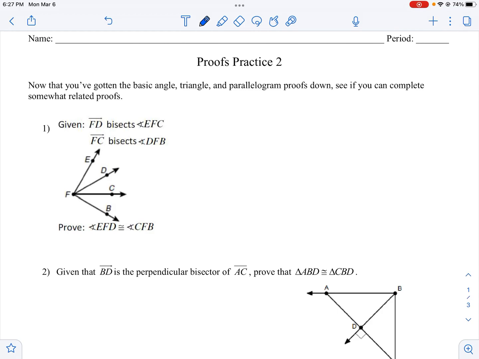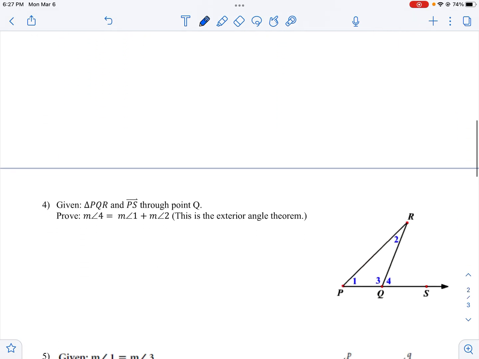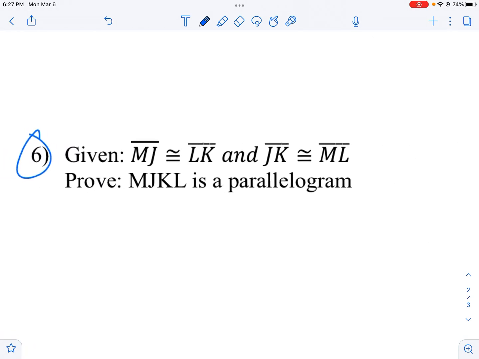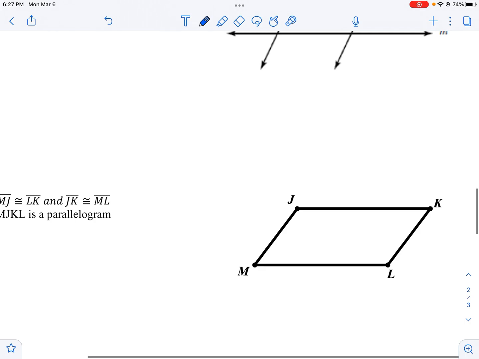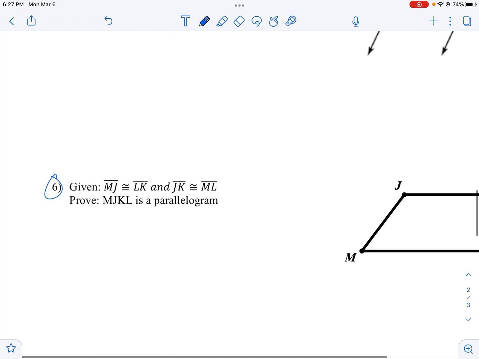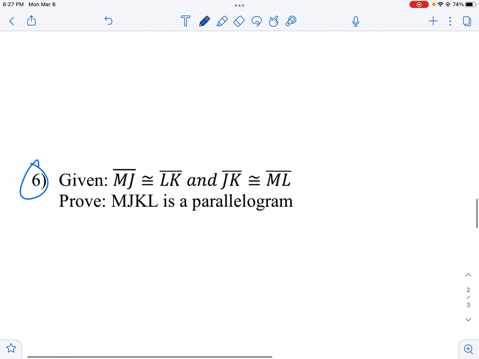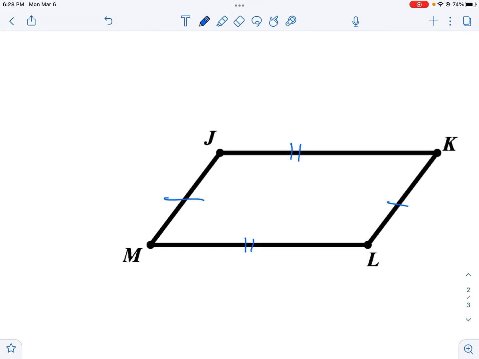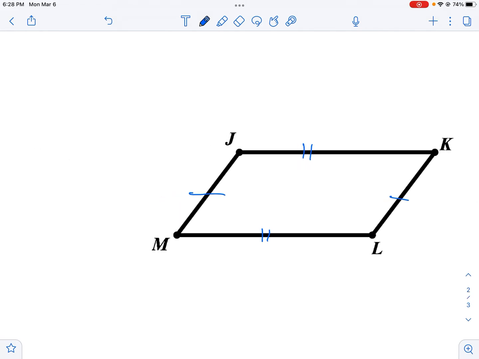And in fact, the example we're going to use today is going to be number 6. Because it is a parallelogram proof, but it's backwards. We're trying to prove this thing over here is a parallelogram. So we don't know the sides are parallel. But we're given that these opposite sides are congruent. So MJ, LK, and then JK and ML. So we know that those opposite sides are congruent. But we need to prove that the sides are parallel in order to prove that it's a parallelogram.